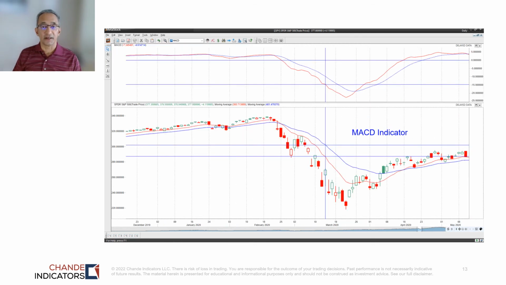This is another indicator using a difference of two averages. So in the lower panel we have prices. The red line is the 12-day exponential moving average. The blue line is the 26-day exponential average. The upper panel plots the difference between the two averages. When there's a trend, the difference is large. When there's no trend, the difference is small. So this indicator is called the moving average convergence divergence.